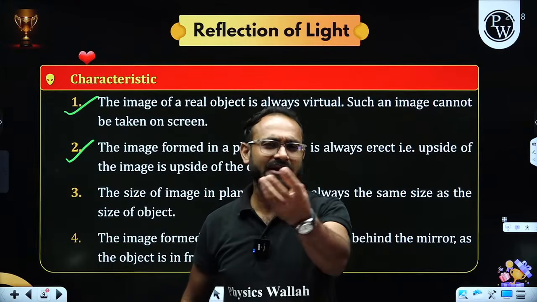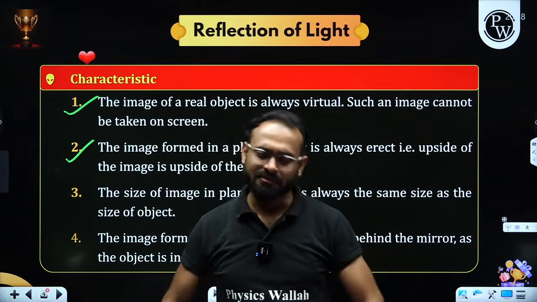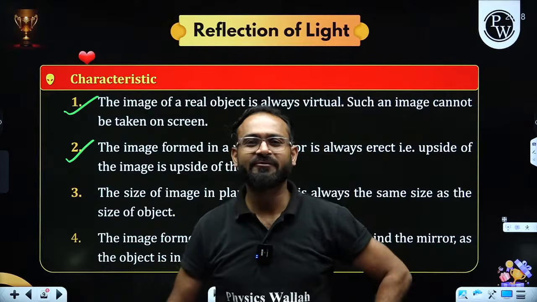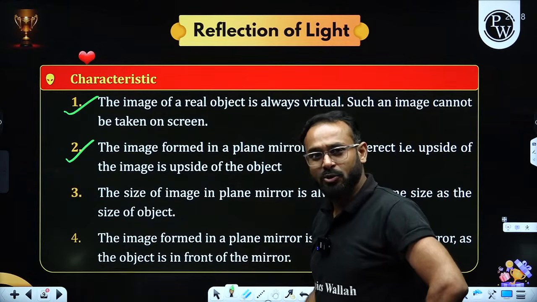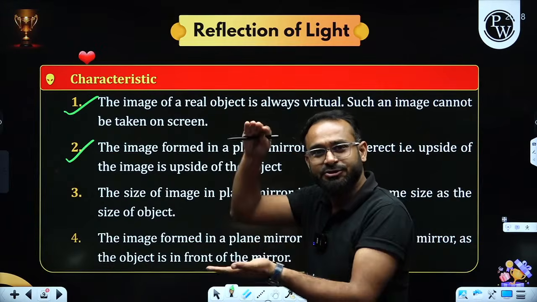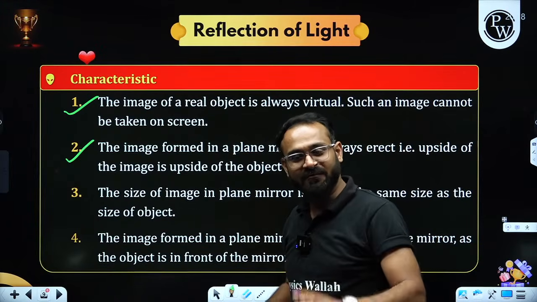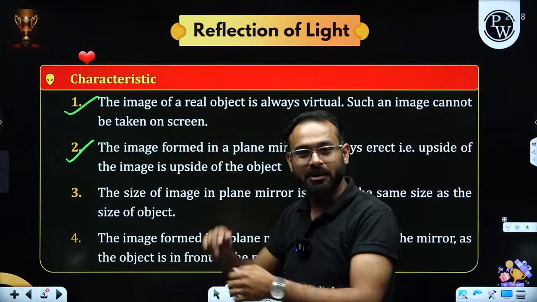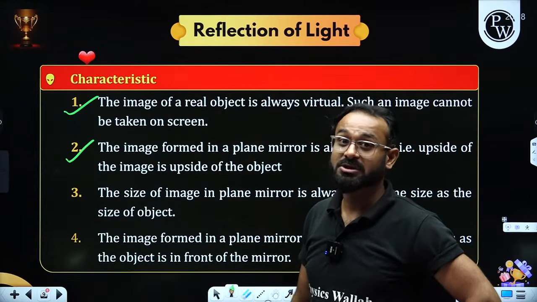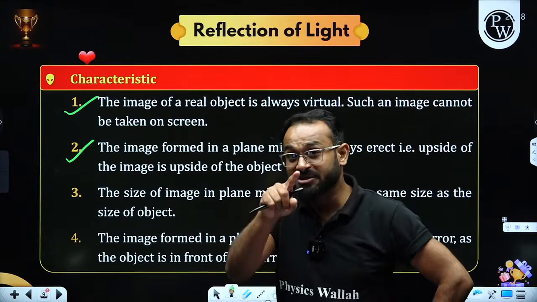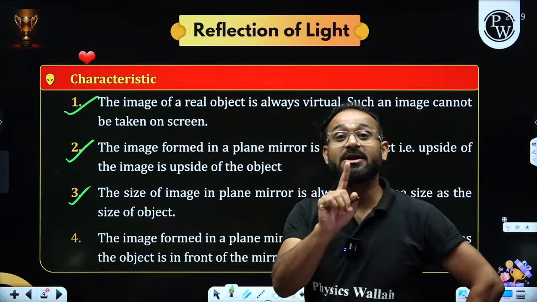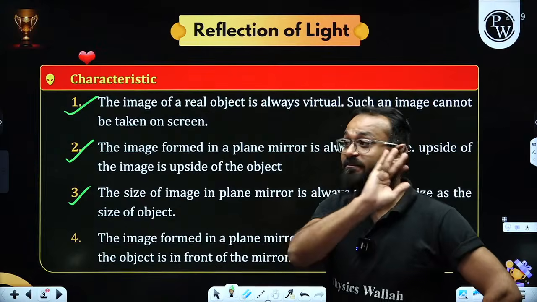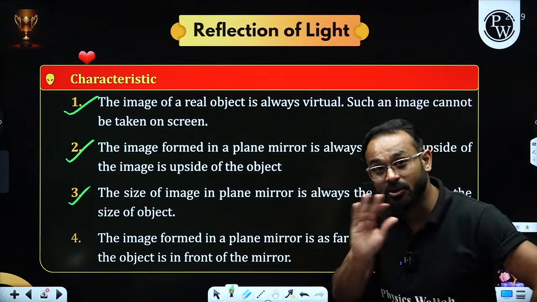When you are getting ready in the morning after taking a bath, getting ready for school, what do you see? You are standing in front of the plane mirror and you realize that the image is short. You are almost 5 feet, but the image is 2 feet. Is that happening? No, sir. Not at all. The image is also of the same height. That means the size of the image is equal to the size of the object. There is no change in that.